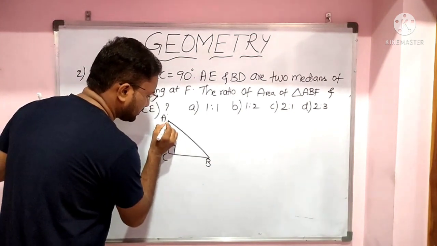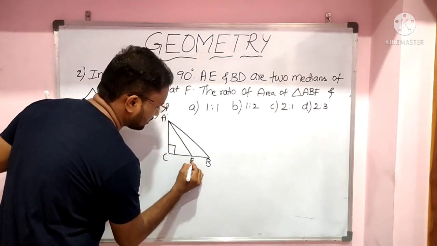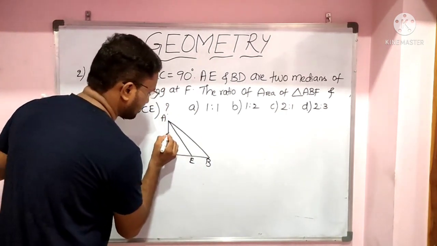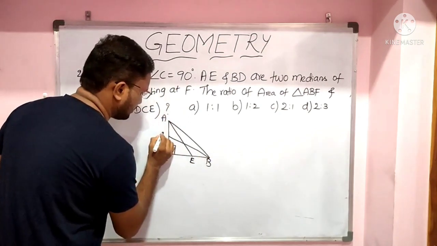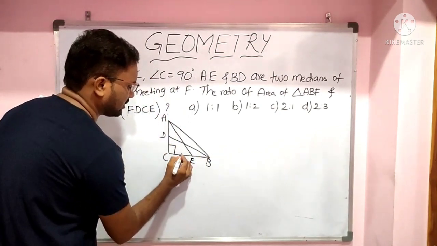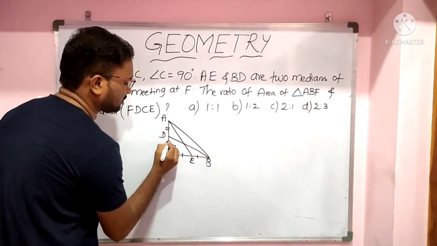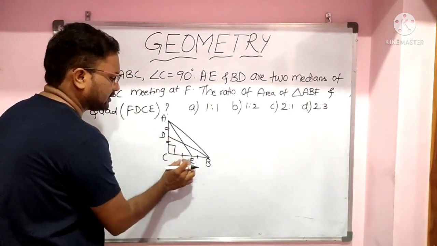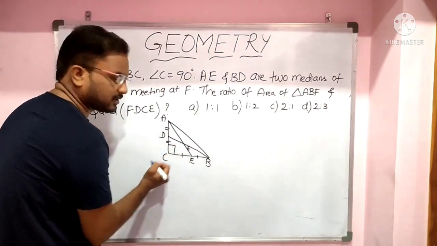AE and BD are two medians. Let's draw the two medians. This is E and this is D. Since these are medians, these two sides are equal and these two sides are equal. So this point is F.